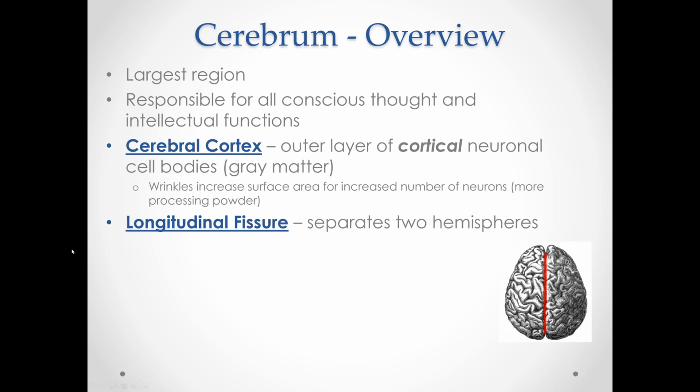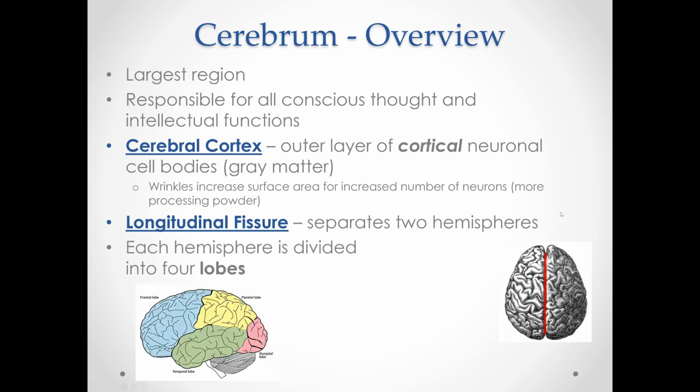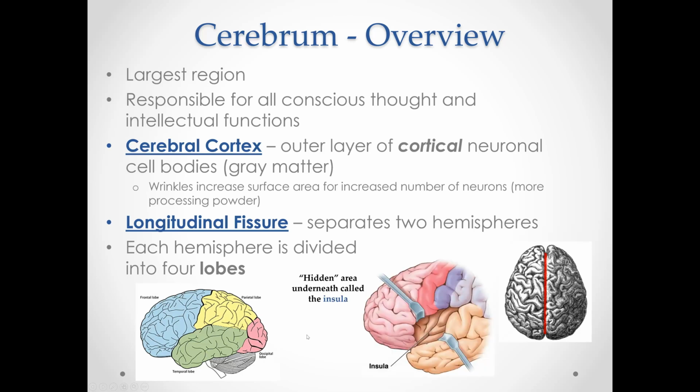So terminology: the longitudinal fissure is this line that separates the two hemispheres, the left cerebral hemisphere from the right cerebral hemisphere. Each hemisphere is divided into 4 lobes: the frontal lobe, parietal lobe, occipital lobe, and temporal lobe. We'll look at those in more detail in a moment. And then if you separate the frontal lobe and the temporal lobe, underneath there is another area called the insula.